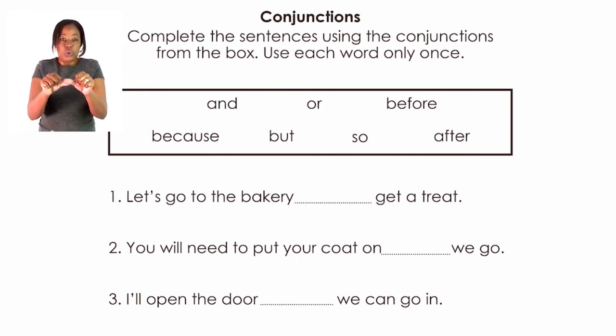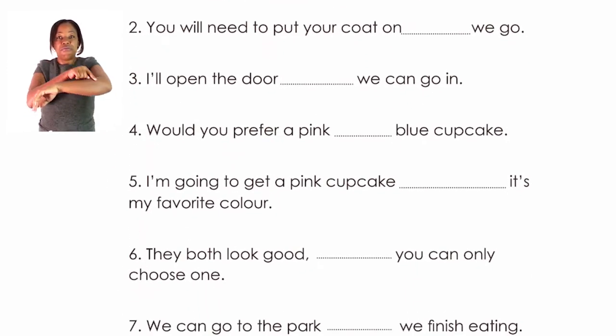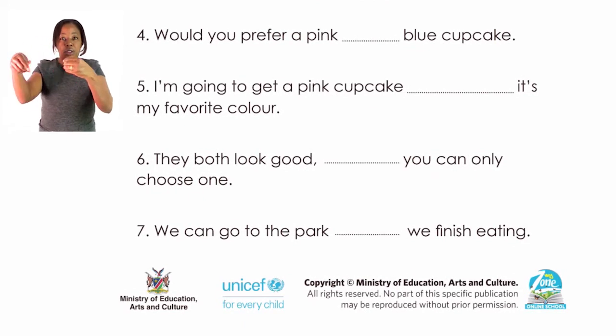And when you read it, it must give you the correct statement. According to what I have explained, where do you use all those conjunctions, in which situation? Okay, number 2, you will need to put your coat on. We go. Number 3, I'll open the door. We can go in. Number 4, would you prefer a pink, blue cupcake?